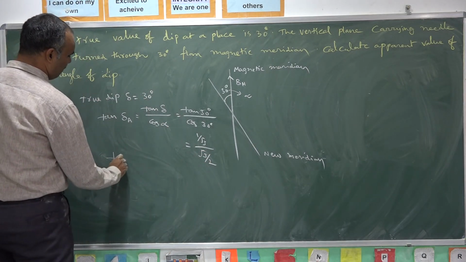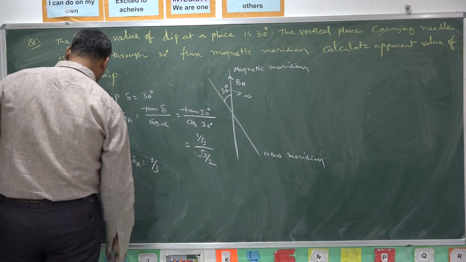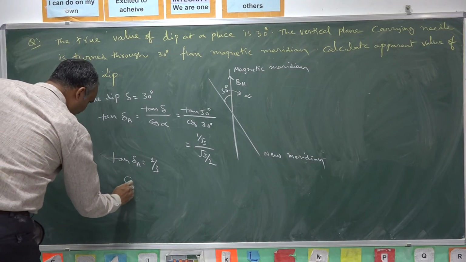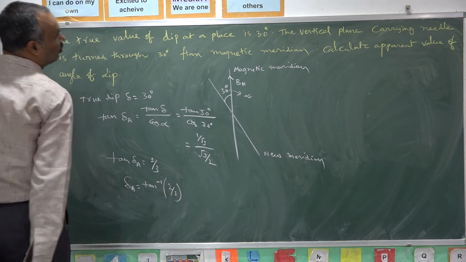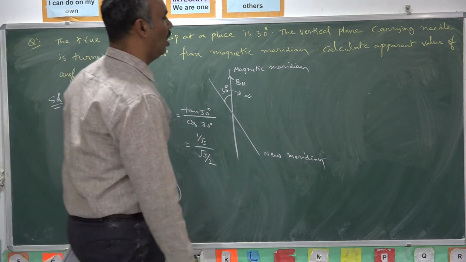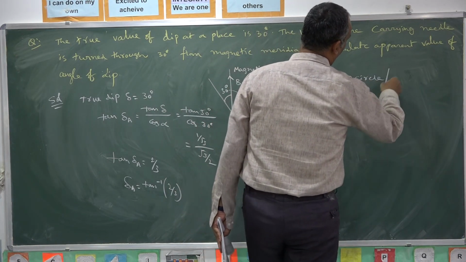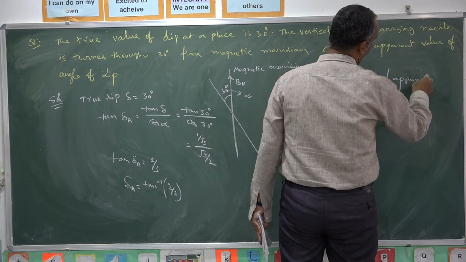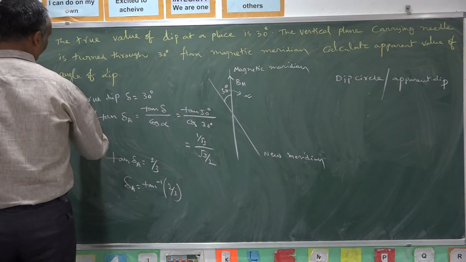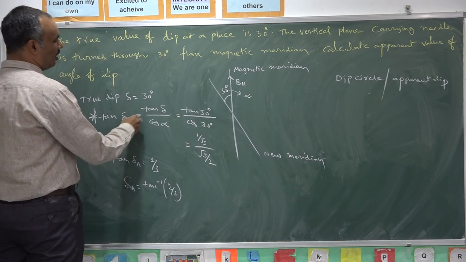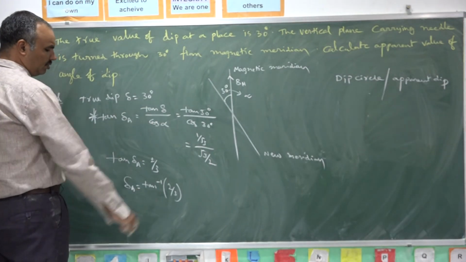So tan delta A is equal to 2 by 3. The apparent dip value is tan inverse 2 by 3. Once you read the concept of dip circle and apparent dip, from this discussion, this is the relationship between apparent dip and real dip. So by knowing the formula, the solution is very simple.